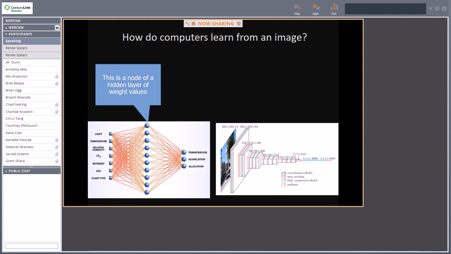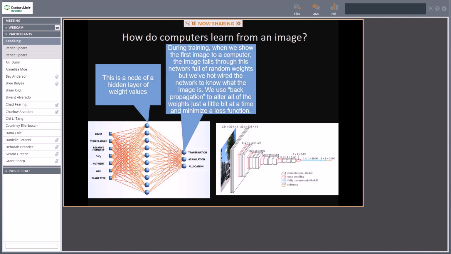So initially, we feed an image in, the weight values in the middle are random, and so the classifications are random. And it doesn't do us very good. What we do to train the computer is we actually hotwire the classifications by saying this is a 1, and the others are zeros, depending upon what your classification is. And we use backpropagation to alter the weight values a little bit, just a little bit. And we do this again and again and again, 10,000 times for each classification.